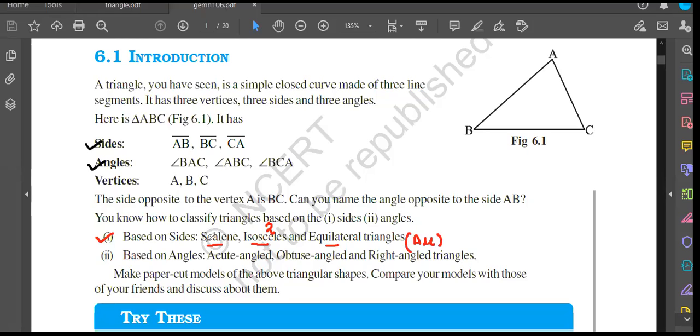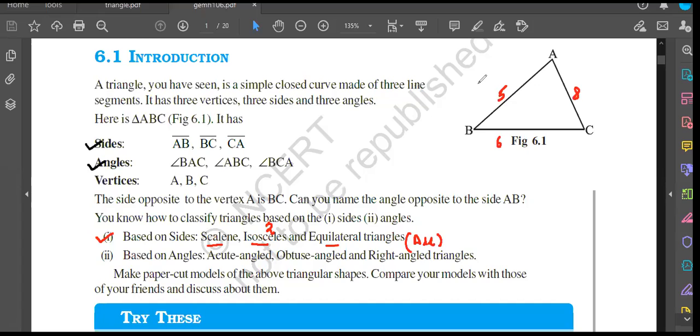So based on sides, we have three different types of triangles. First, we have the scalene triangle, in which no sides are equal. All sides are different in length. For example, if this has 5 centimeter, this has 6 centimeter, this has 8 centimeter, then this is your scalene triangle. Got it, everyone?